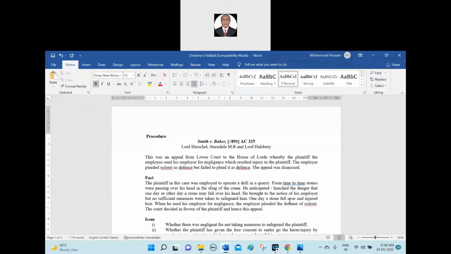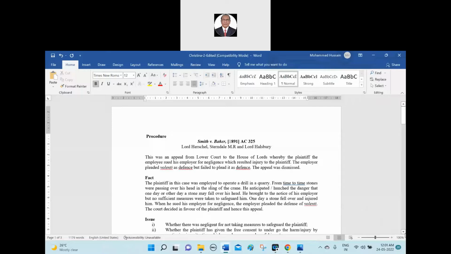When he sued his employer for negligence, the employer pleaded the defense of volenti non fit injuria. The court decided in favor of the plaintiff, and hence this appeal. So that was the summary of the fact. You have to write it. And writing the summary of fact will not come automatically unless you practice it. Practice makes a man perfect. So this comes under the fact.